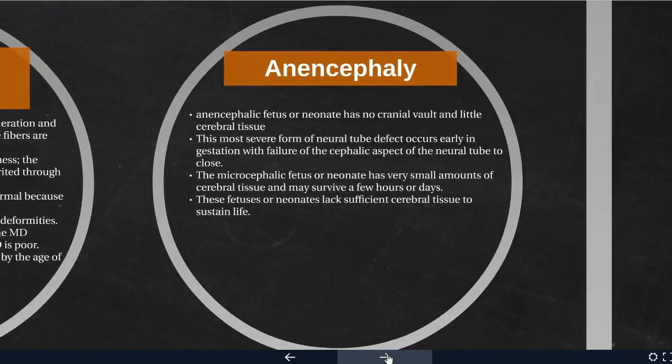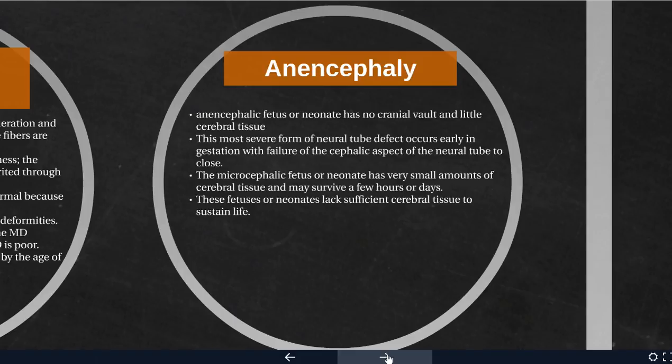Okay, and lastly in this category, we'll talk about anencephaly, and I mentioned this a few moments ago when talking about the Zika virus. Anencephalic fetuses or neonates have no cranial vault and little cerebral tissue. This is the most severe form of a neural tube defect. It occurs early in gestation with failure of the cephalic aspect of the neural tube to close.